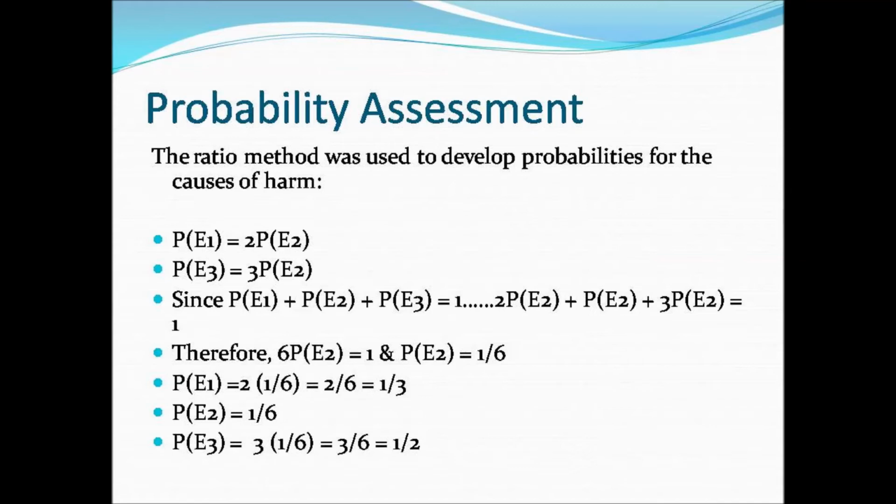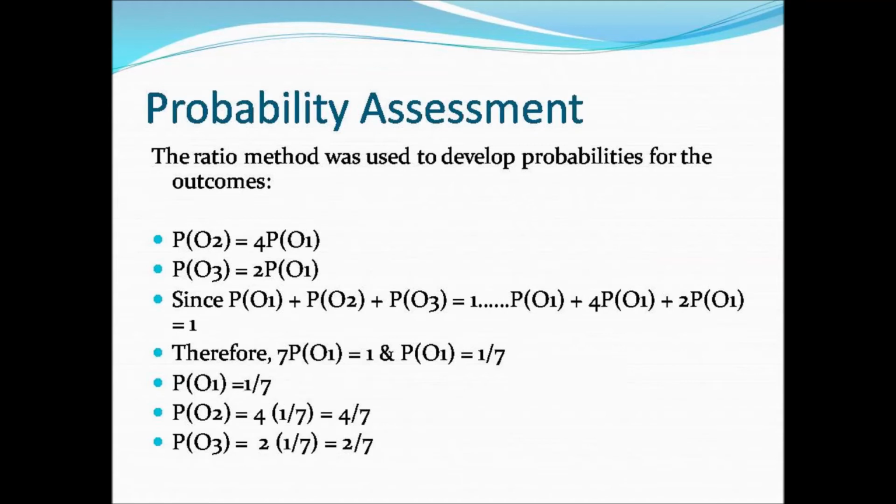Now that we've completed the pairwise ranking of the causes of harm, we now apply the ratio method to them to determine how much more likely one event is than the other. As you can see in the output below, event 1 is half as likely to occur as event 2. We know that the probabilities of all these events must equate to 1. So after plugging them in, we can figure out that our base number of E2 is equivalent to 1/6.